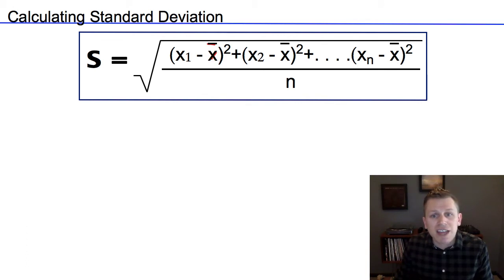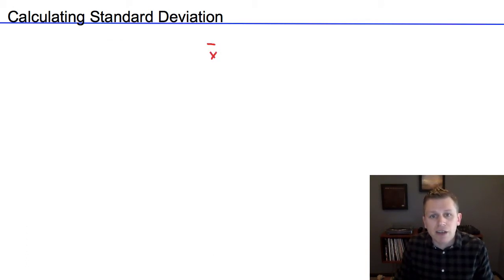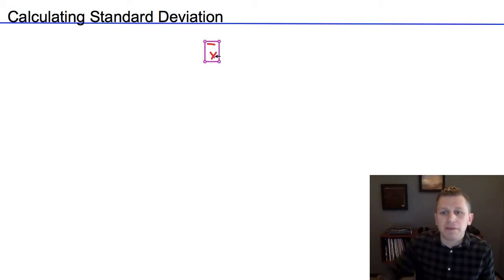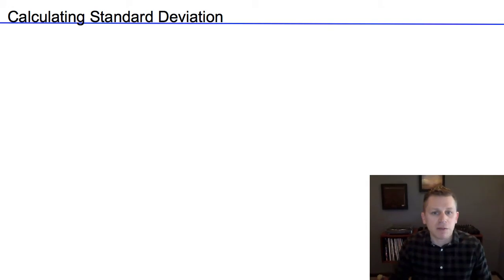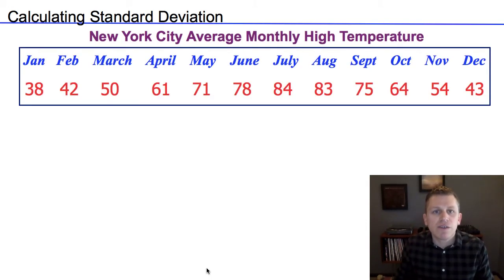What we're going to do instead is use a calculator to do this. Every calculator is a little bit different. I'm going to show you how to do it using Delta Math, since that's the way most people are going to be using it. Let's do it for the New York City average monthly high temperatures and figure out how we got a standard deviation of 16.